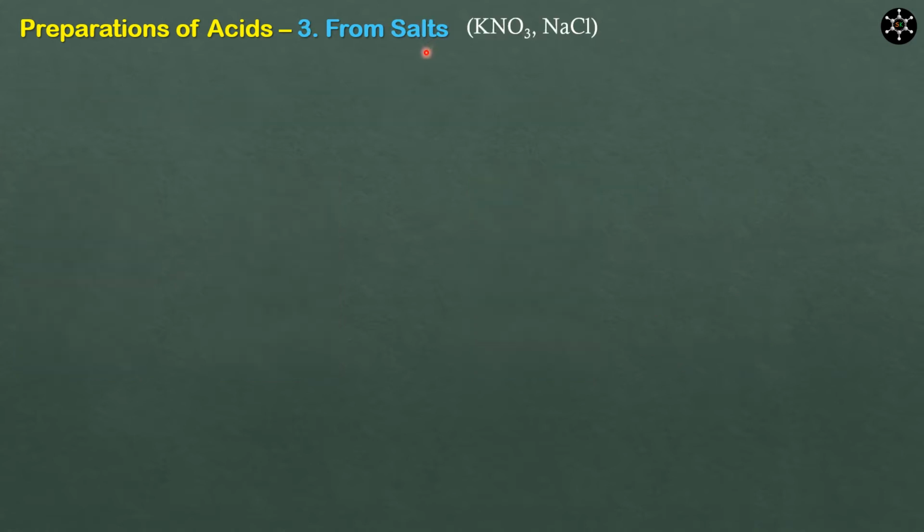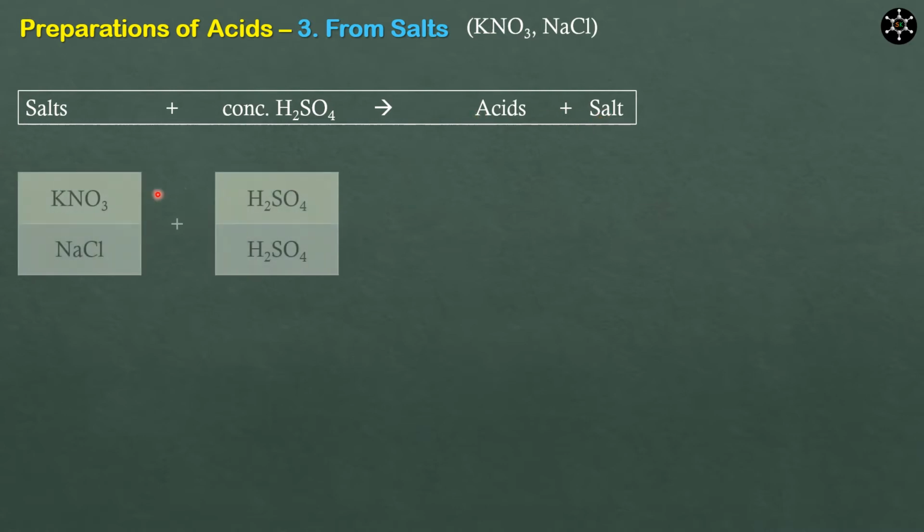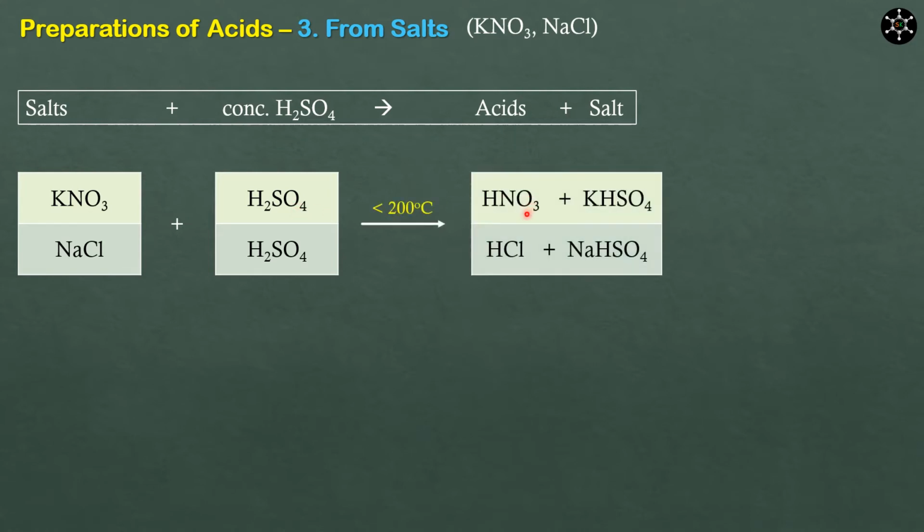We can prepare a few acids from salts. We are choosing potassium nitrate and sodium chloride salt here. When these salts are treated with concentrated sulfuric acid, we get acid and another salt. When potassium nitrate is treated with concentrated sulfuric acid, we get HNO3 and potassium bisulfate or potassium hydrogen sulfate. Similarly, when sodium chloride is treated with sulfuric acid, we get hydrochloric acid and sodium bisulfate or sodium hydrogen sulfate.